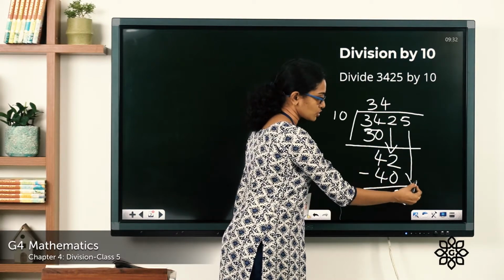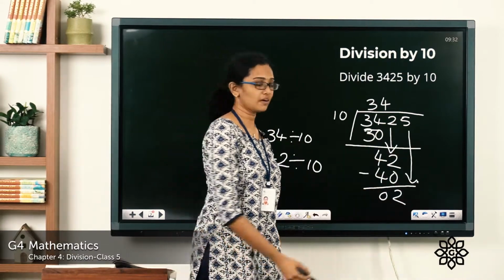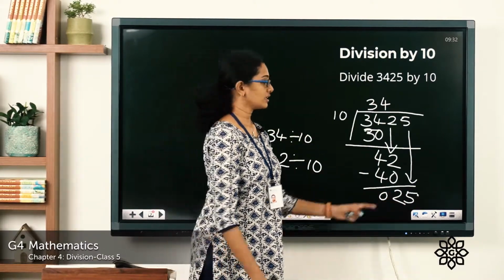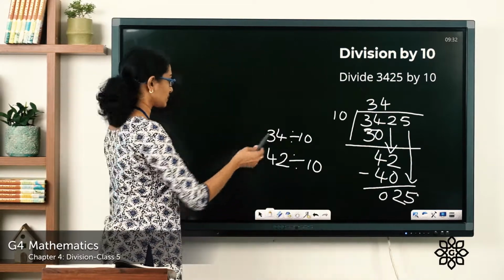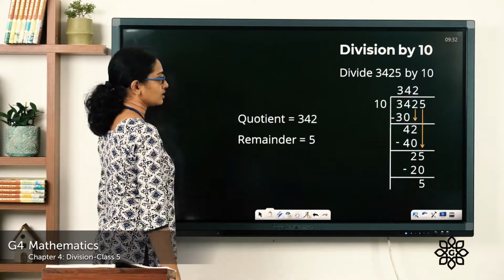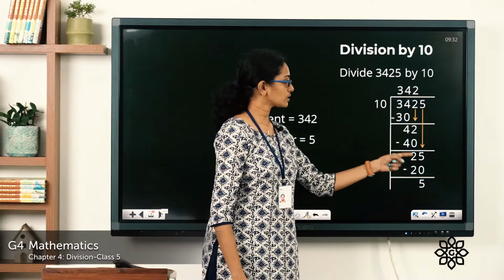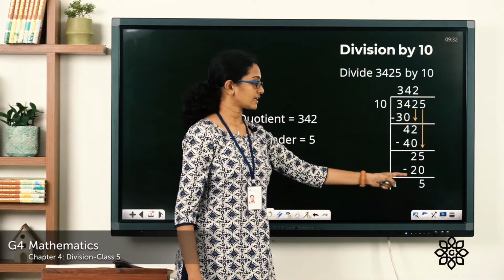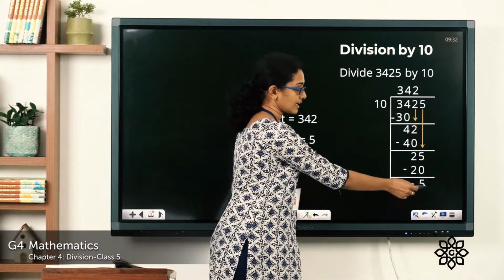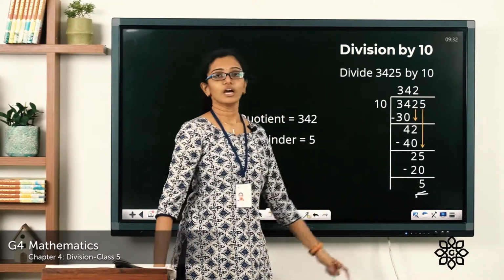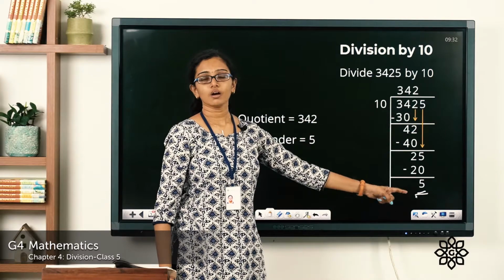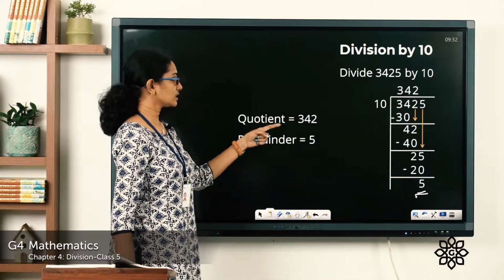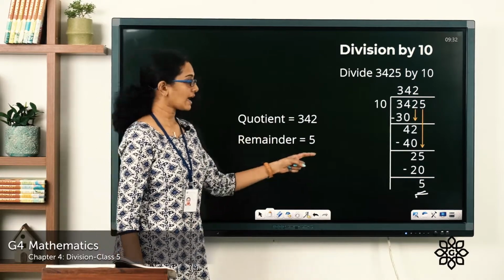Now there is one more digit to bring down and there we have 5. So now we have 25 here. Now this is the dividend we have to divide with this divisor. How many 10s will go in 25? 10 twos are 20. So we write that here. We subtract and we get a remainder 5. Do we have any more digits to bring down? No, right? So let's stop the division right there and we get the quotient here as 342 and the remainder here is 5.